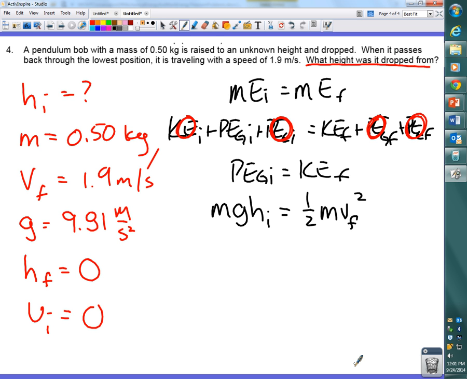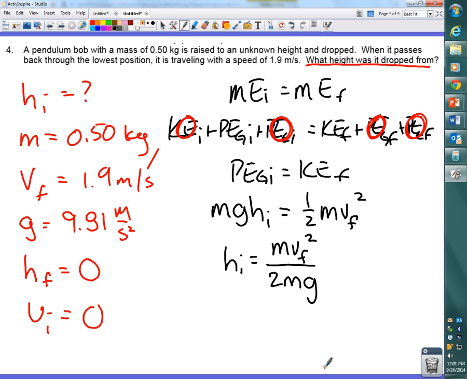Now, we have an equation that has the term that we're trying to solve for in it, so we can solve for it. First thing I'm going to do is get the initial height by itself on one side of the equation. To do that, I'm going to do this. Everybody follow that? Is that a no or is that a yeah? Okay. All right. Kate, go ahead.